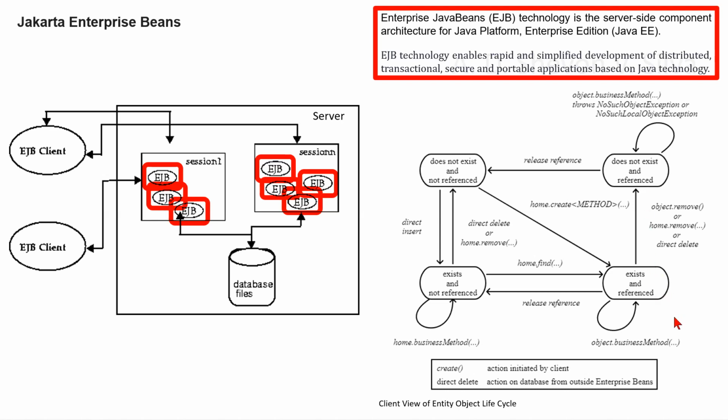All local references to an entity object that does not exist are invalid. All attempted invocations on an entity object that does not exist result in a jakarta.ejb.NoSuchObjectLocalException being thrown. A local interface must not be passed as an argument or result of a remote interface method.